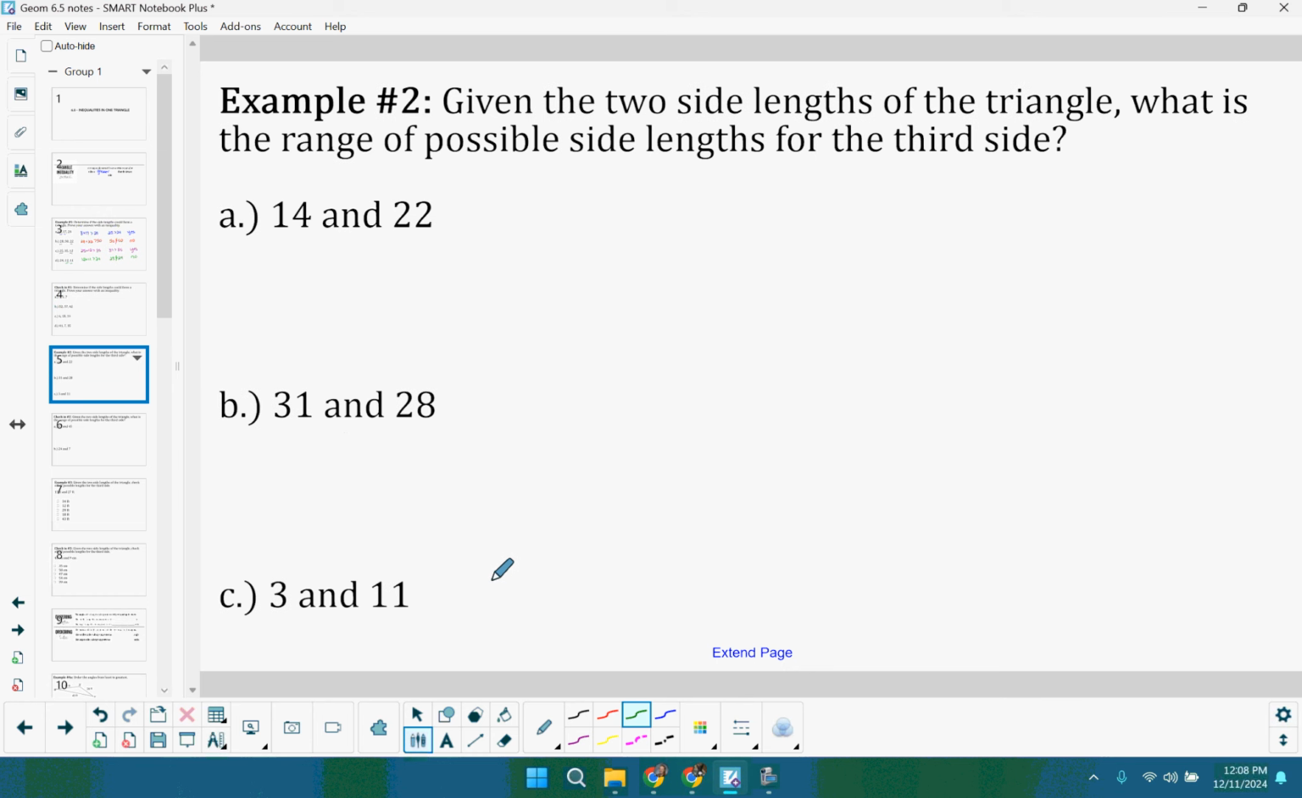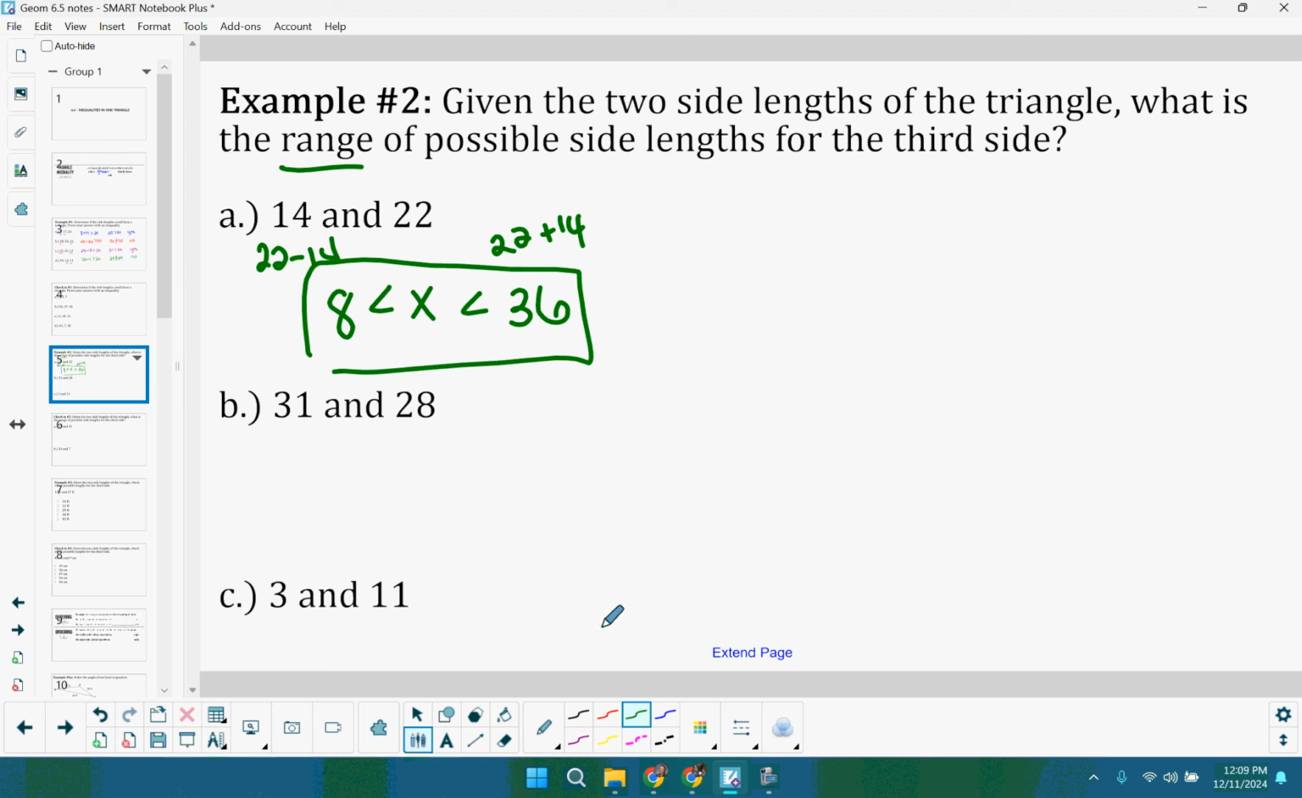For example 2, given the two sides of the triangle, what is the range of possible side lengths for the third side? So when they talk about a range, we're going to say that x is between two other numbers. We're going to use two inequality symbols, and we're going to put two numbers on either side. One side is going to be the numbers subtracted. So if I do 22 minus 14, I get 8. The other side is if I add them together. So 22 plus 14 is 36. So the possible range of values is x would have to be between 8 and 36.